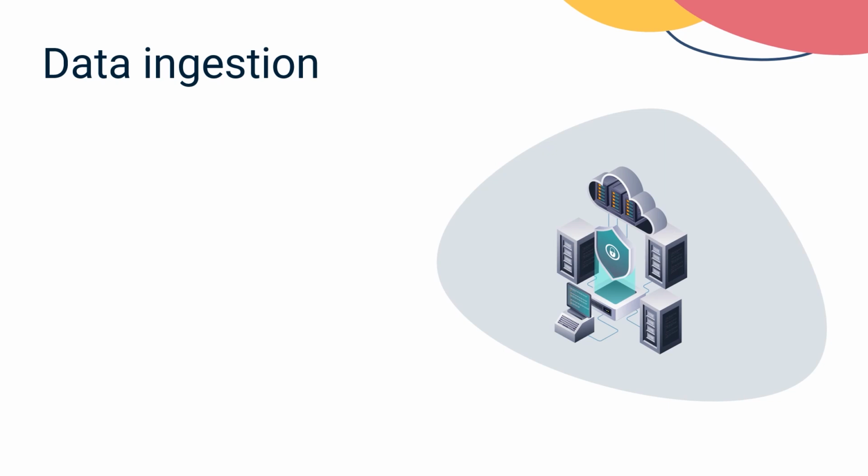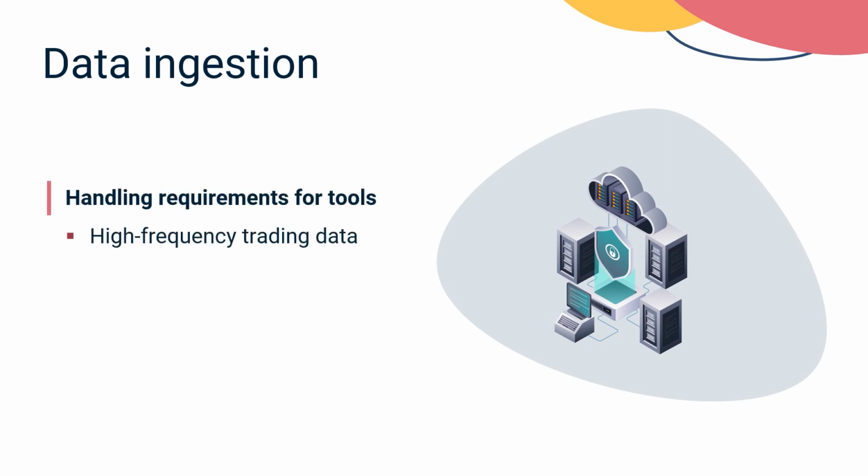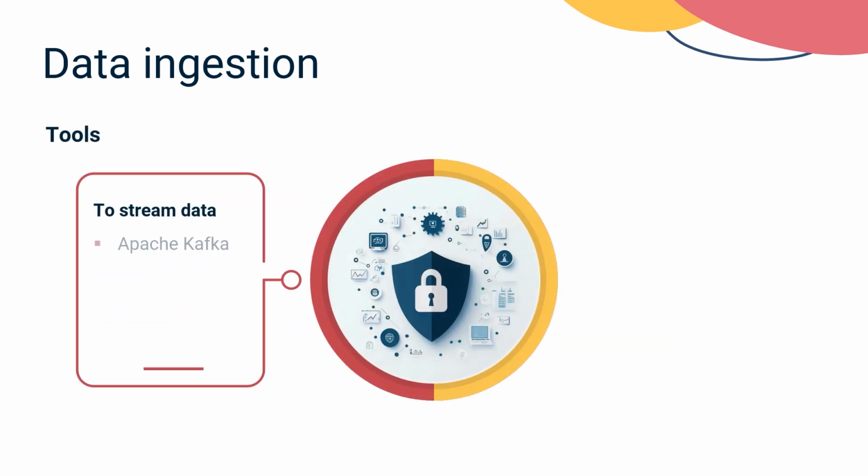For data ingestion, which involves collecting and importing data from several sources, the tools must be able to handle high-frequency trading data, market feeds, and batch data processing. Tools such as Apache Kafka and Amazon Web Services, or AWS Kinesis, are ideal for real-time data streaming, enabling low-latency data processing for trading systems.